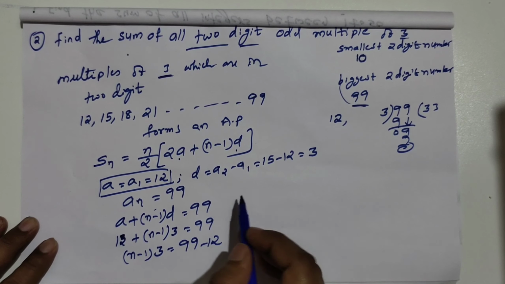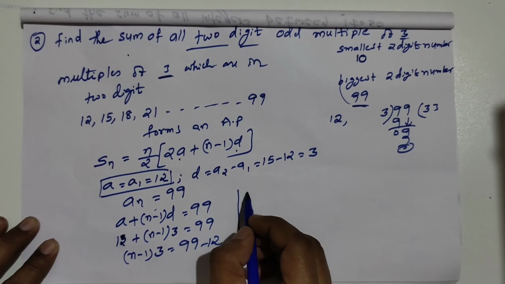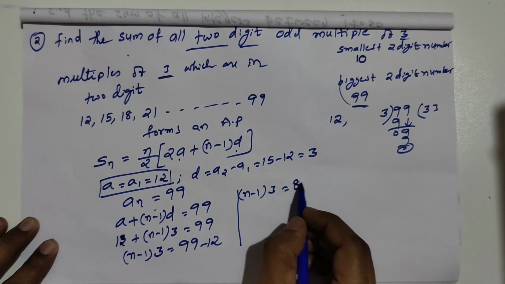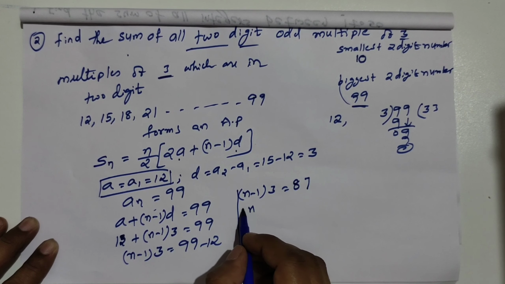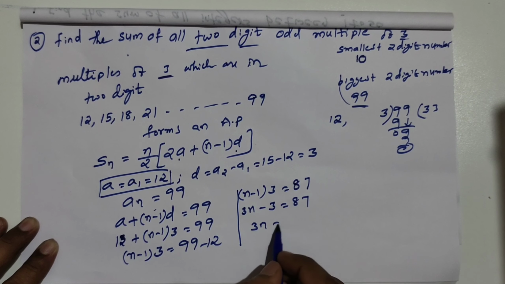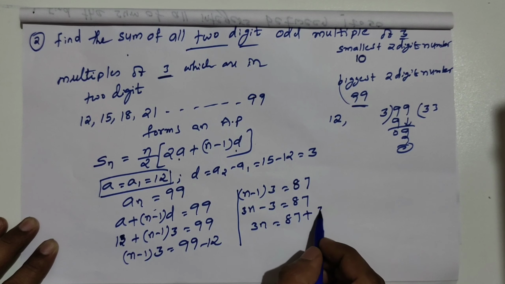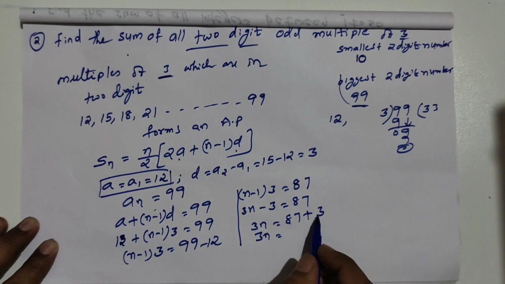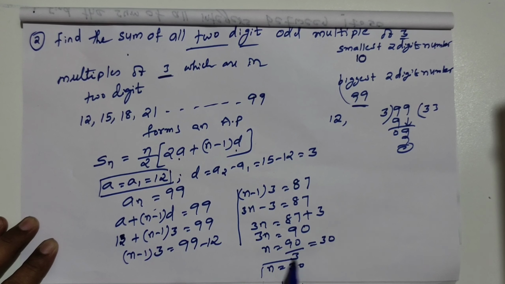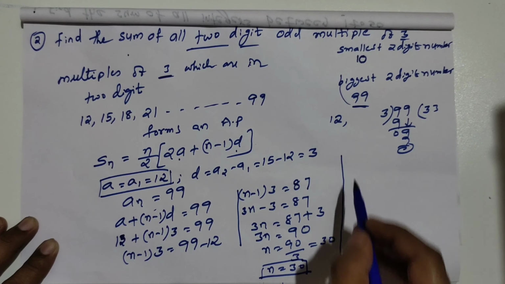Then here, n minus 1 into 3 is equal to, simply we get 87. Then multiply this, 3n minus 3 is equal to 87. Then 3n is equal to 87 plus 3, 90. Then we get n is equal to 90 by 3. So we simply got n is equal to 30. So this is the number of terms in our obtained progression.